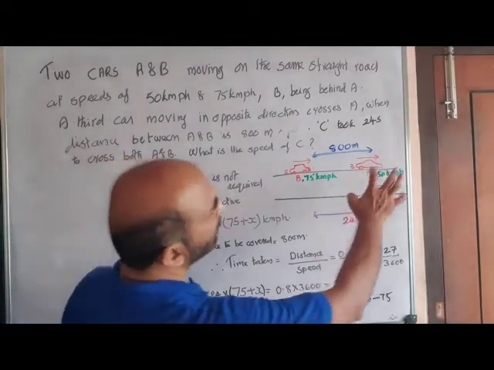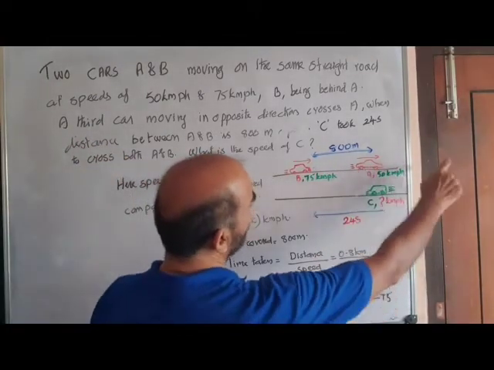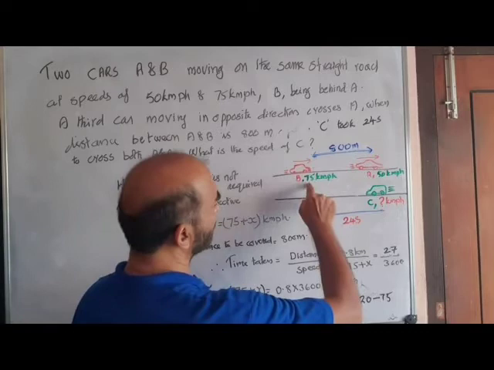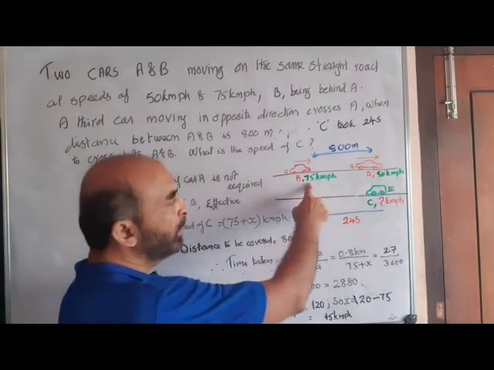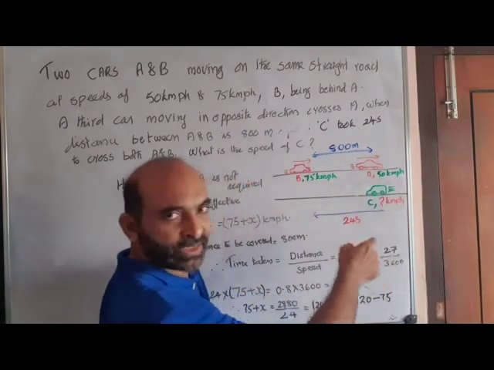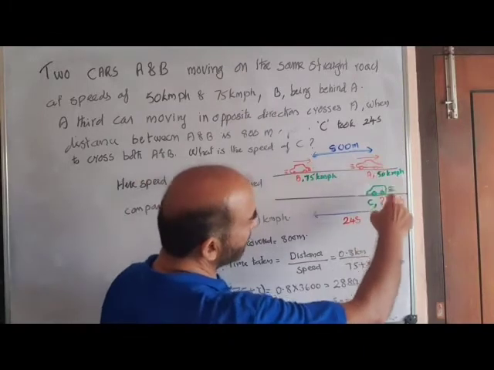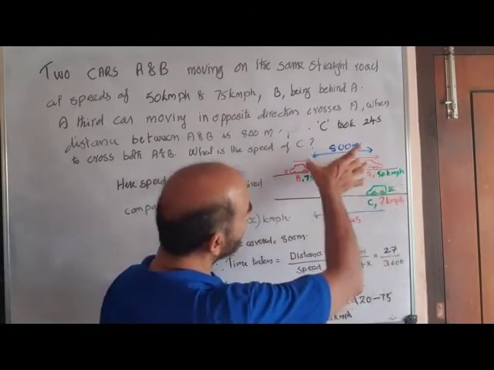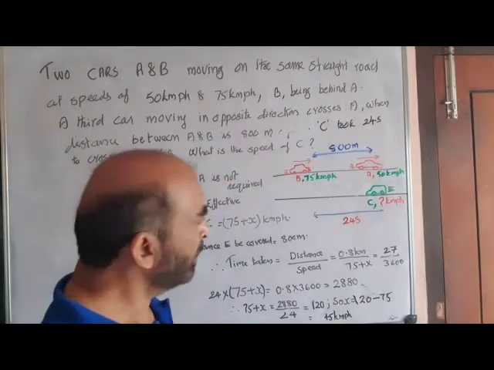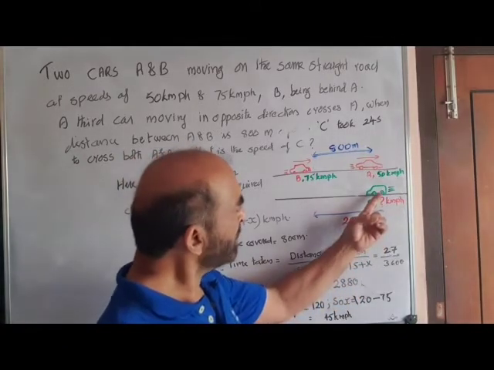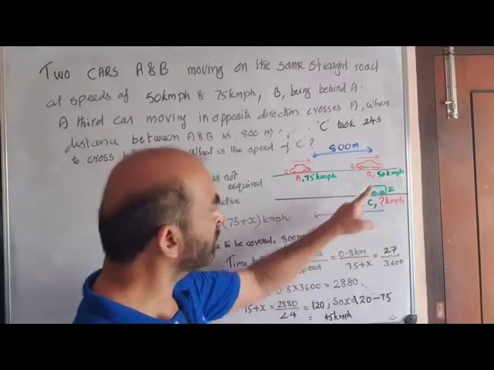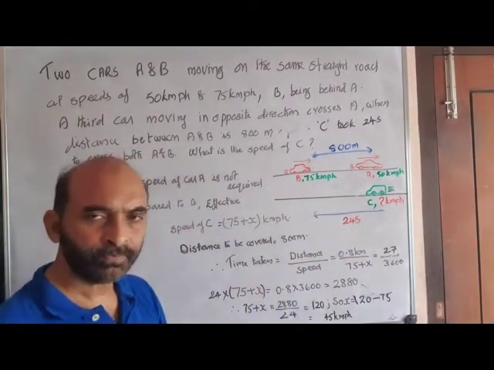See here, on this road, A is moving at 50 km per hour in that direction, and B is following it at 75 km per hour. And once C, moving in the opposite direction, comes in line with A, these two vehicles are separated by 800 meters. Then the question is, what is the speed of this vehicle C if it took 24 seconds to cross both these vehicles? This is the question.